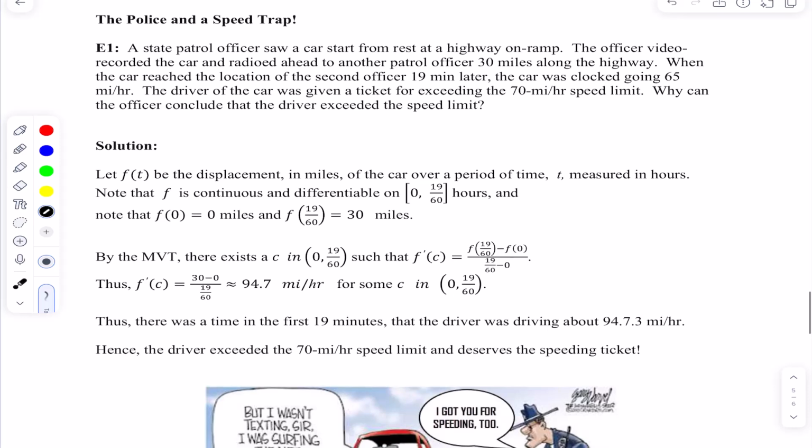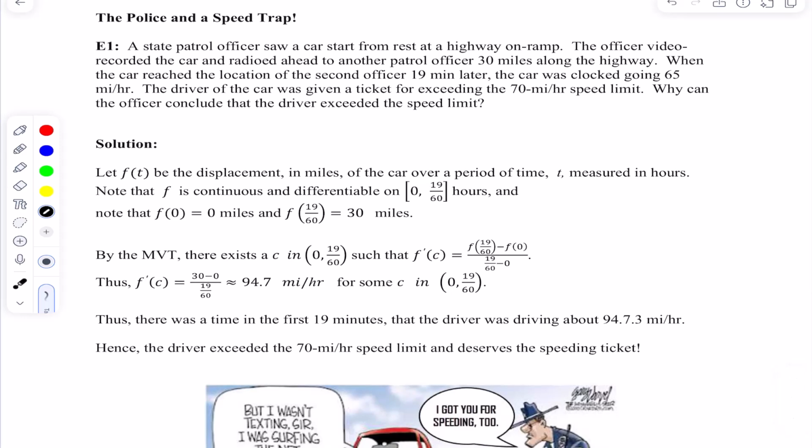Let's go back to the police and the speed trap. Remember that the state patrol officer saw a car from rest at a highway on-ramp. The officer video recorded the car, probably got the license plate and everything, and radioed ahead to another patrol officer 30 miles along the highway. When the car reached the location of the second officer 19 minutes later, woo, that was rather fast. The car was clocked going 65 miles per hour. The driver of the car was given a ticket for exceeding the 70 mile per hour speed limit. Why can the officer conclude that the driver exceeded the speed limit?